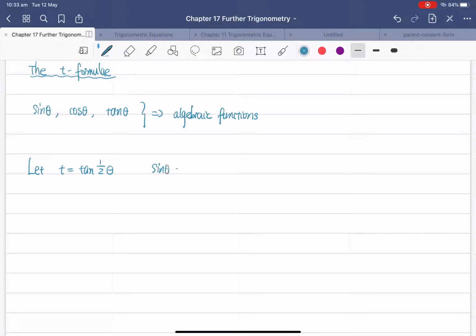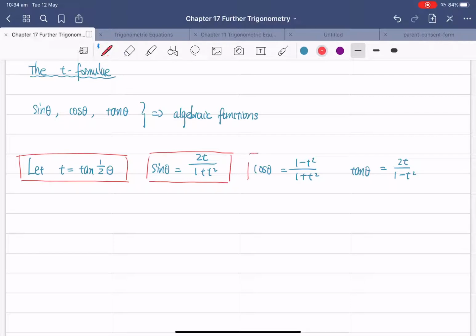Then sine theta is equal to 2t over 1 plus t squared. Cosine theta is equal to 1 minus t squared over 1 plus t squared. And tangent theta is equal to 2t over 1 minus t squared. All right, so basically this is just a formula. So if t is equal to tangent half theta, then sine theta is equal to 2t over 1 plus t squared, cosine theta is 1 minus t squared over 1 plus t squared, and tangent theta is equal to 2t over 1 minus t squared.